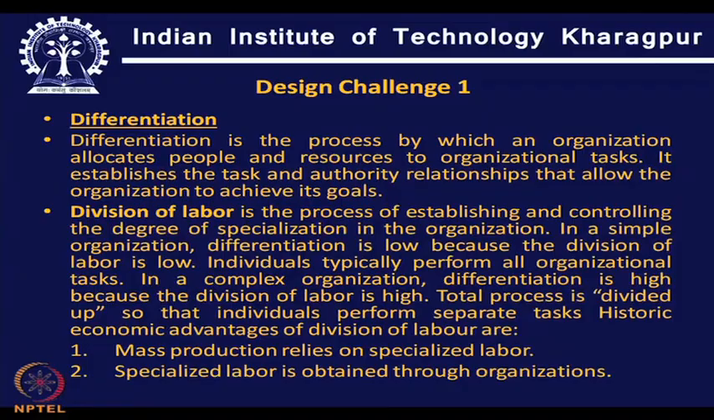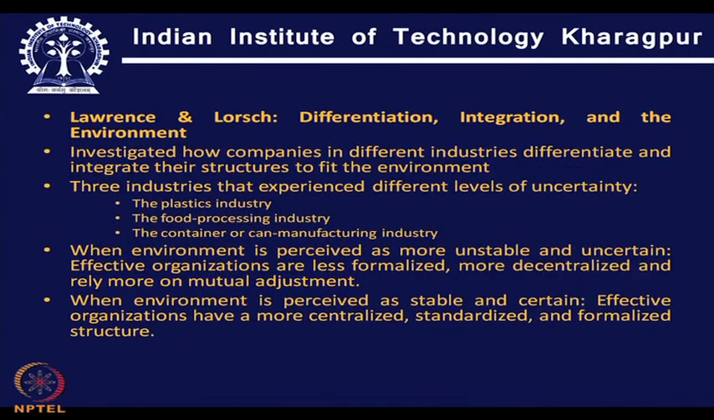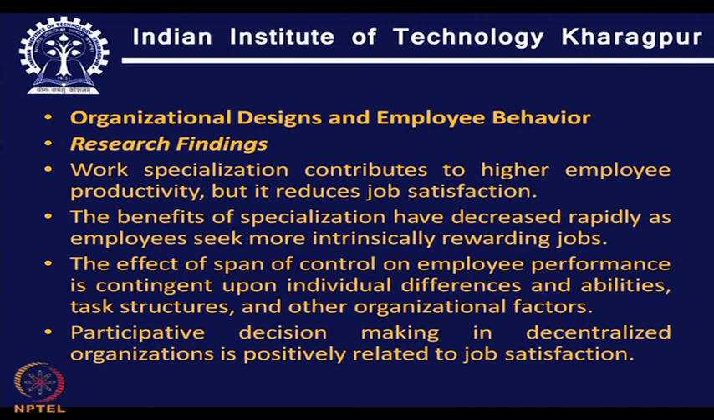What we get to see over here is the research findings. Work specialization contributes to higher employee productivity, but it reduces job satisfaction. The benefits of specialization have decreased rapidly as employees seek more intrinsically rewarding jobs. The effect of span of control on employee performance is contingent upon individual differences and abilities, task structure, and other organizational factors. Participative decision making in decentralized organizations is positively related to job satisfaction.